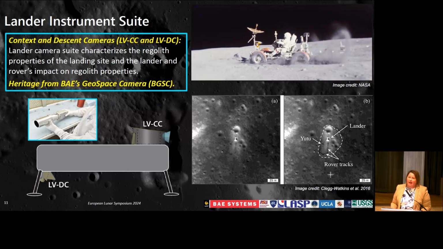And so this will allow us to get a geologic context of the landing site throughout the lunar day under different illumination conditions. And we also have the capabilities of taking movies as the rover is moving about. So again, we can track how the rover wheels are interacting with the regolith, how material is being kicked up, if it's being kicked up at all. And again, really addressing how the rover is interacting with the regolith.